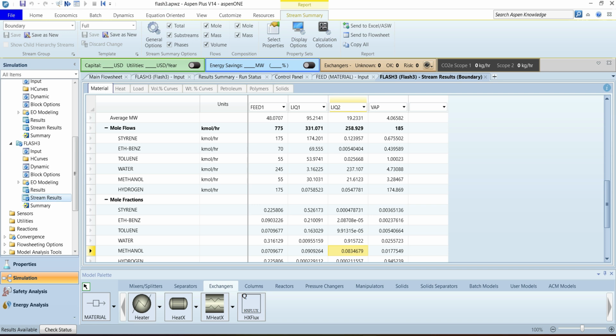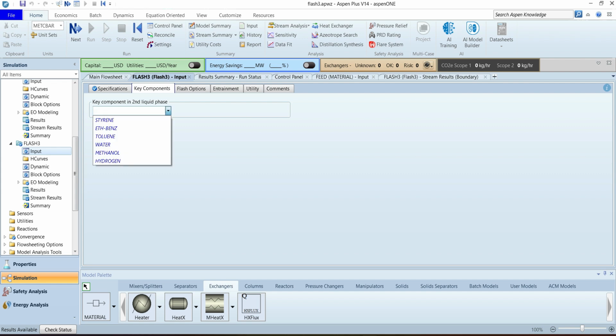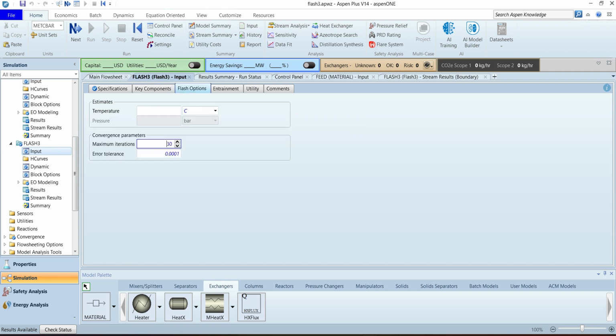As of now, there is nothing special to view from the Flash 3. Let's have a look at the inputs. Here we can define by ourselves what the key component in the second liquid phase is. You can switch the two liquid phases. The aqueous phase can be the first liquid, or the organic phase can be the first liquid phase, depending upon the definition over here.